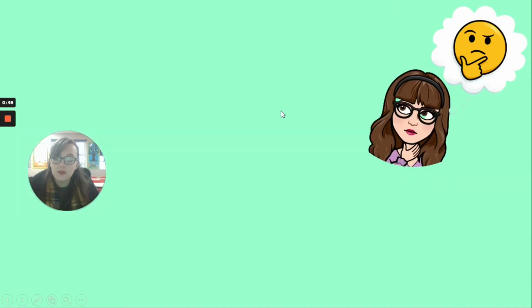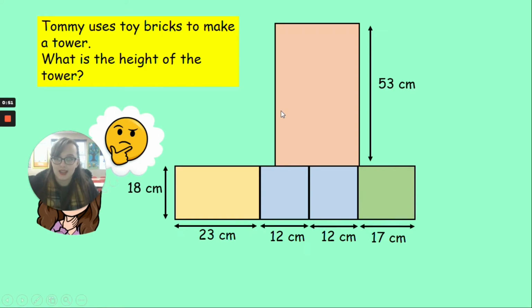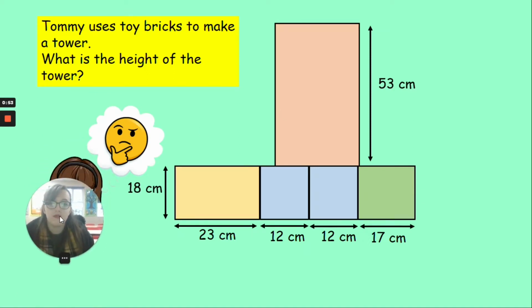Today, we're going to be looking at adding lengths together. So here's my first question for you. Tommy uses toy bricks to make himself a tower. And we can see there's lots of measurements here on this screen, but we want to know what is the height of his tower. So when I ask about height, am I asking how wide it is? Am I asking how long it is? Or am I asking how tall it is? Hopefully you know that height is talking about how tall something is.